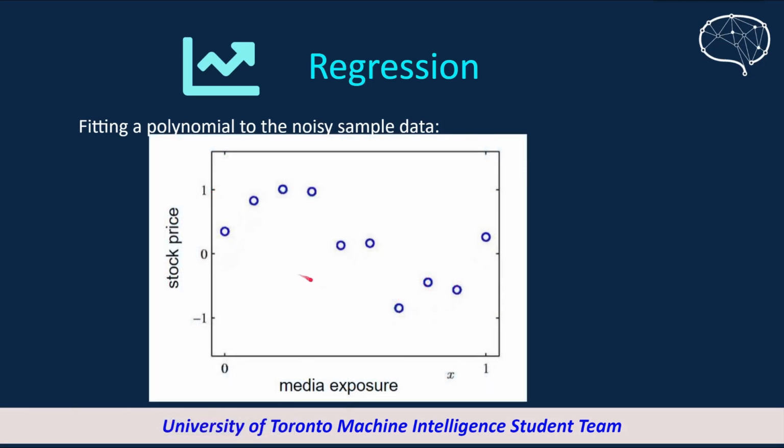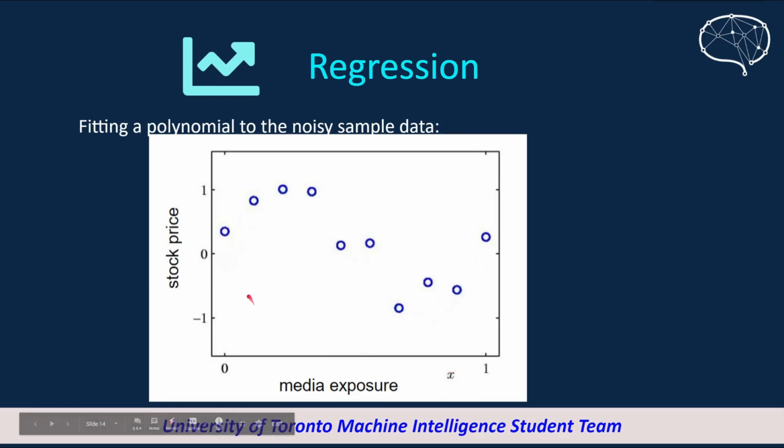But we could also have the stock price as a function of media exposure instead of the time, because stock price can be a function of time. It could also be a function of media exposure. So they could all be features of each data point. It's just a different representation when we are visualizing it on the 2D plane.